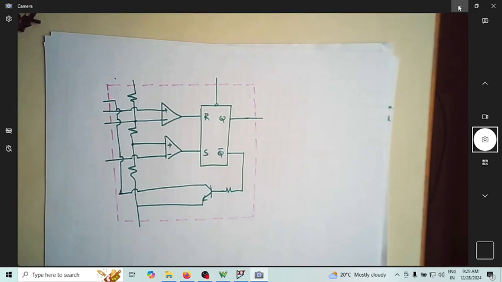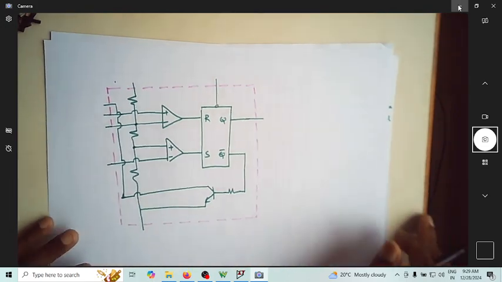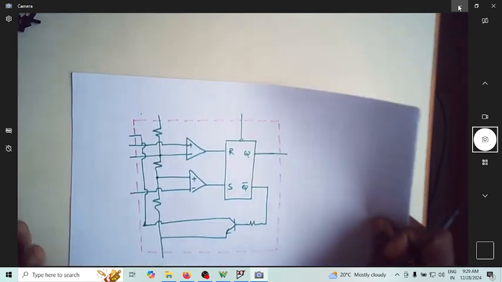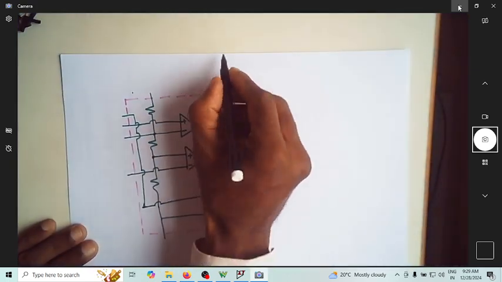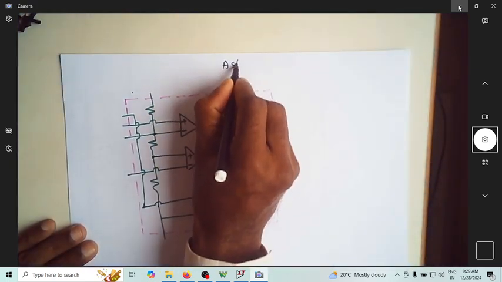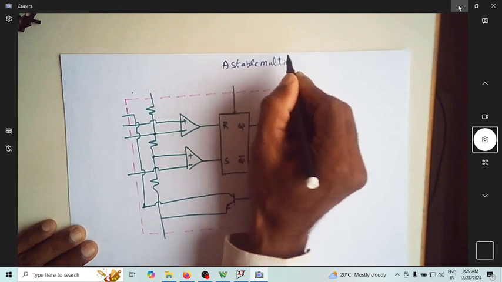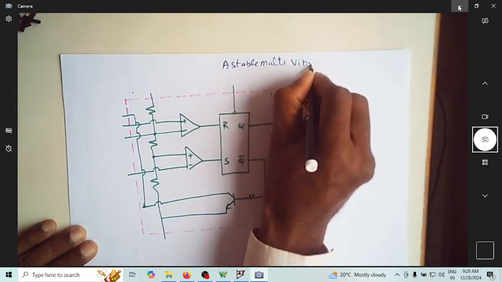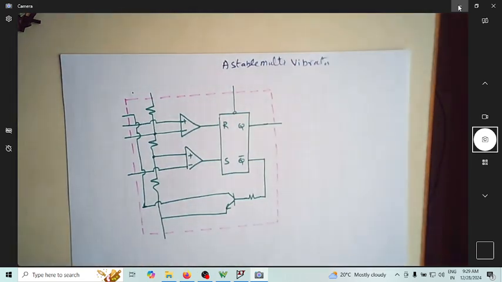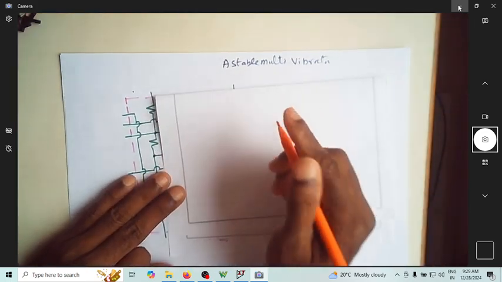Okay, now let us continue the analysis of this 555 timer for certain applications. So let me configure this as an astable multivibrator. Let us try to understand what an astable multivibrator is. We know that this is a multivibrator.